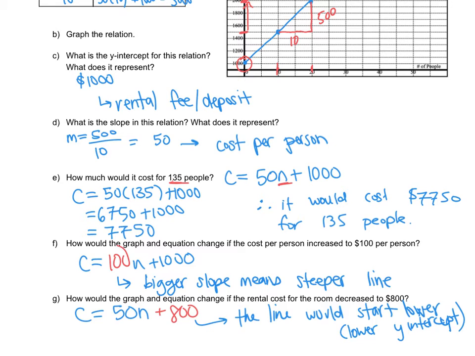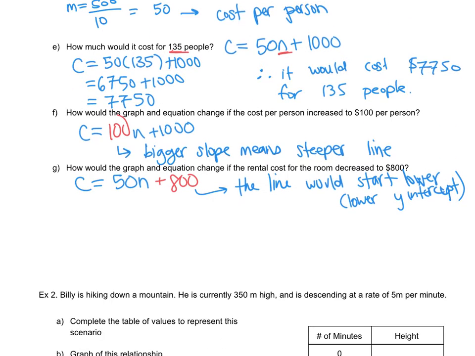Okay. So that's it. We created a table of values, we created a graph, did some follow-up questions, and understood what the slope and the y-intercept meant with reference to this specific scenario. Okay, let's try another one.